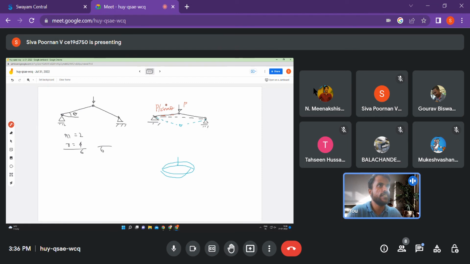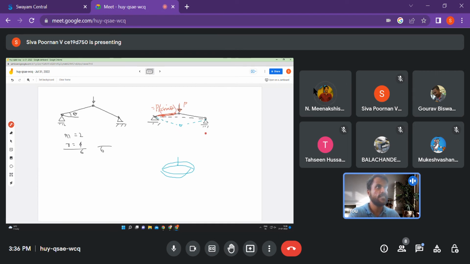Okay, you can do this. It's simple only. Once you find out this angle, P by 2 sine theta, what happens to this P by 2 sine theta as you increase P? This theta is very small, right? So P by 2 sine theta will be huge because theta is close to 0. When theta is close to 0, P by 2 sine theta is shooting up, right?